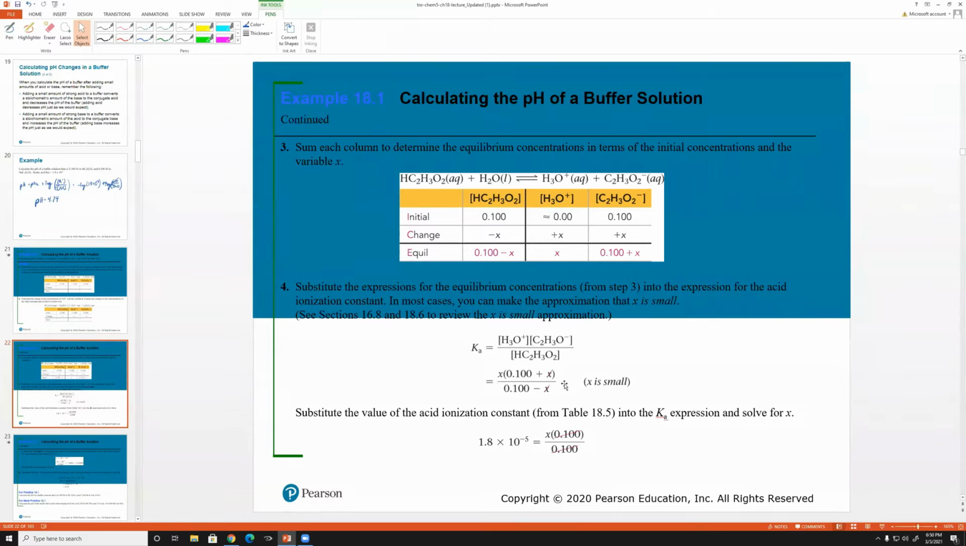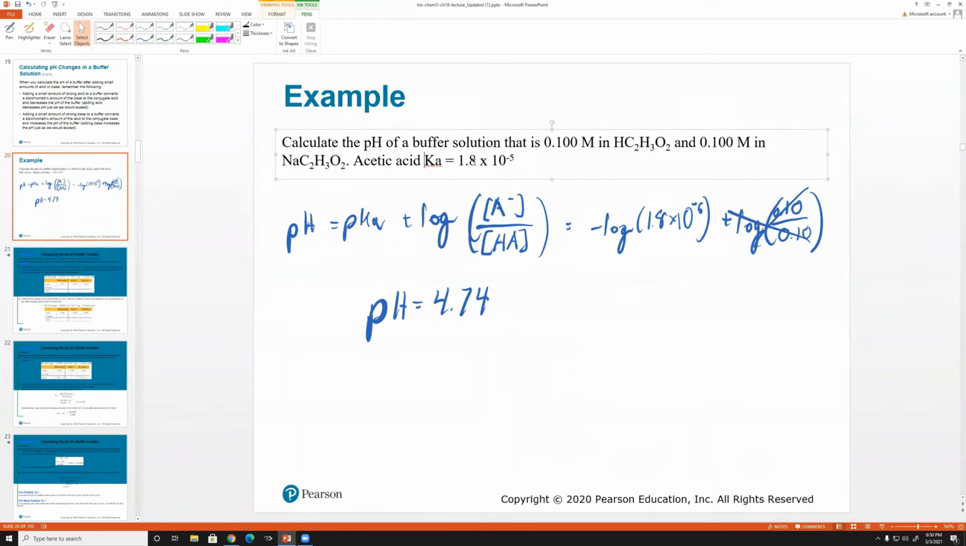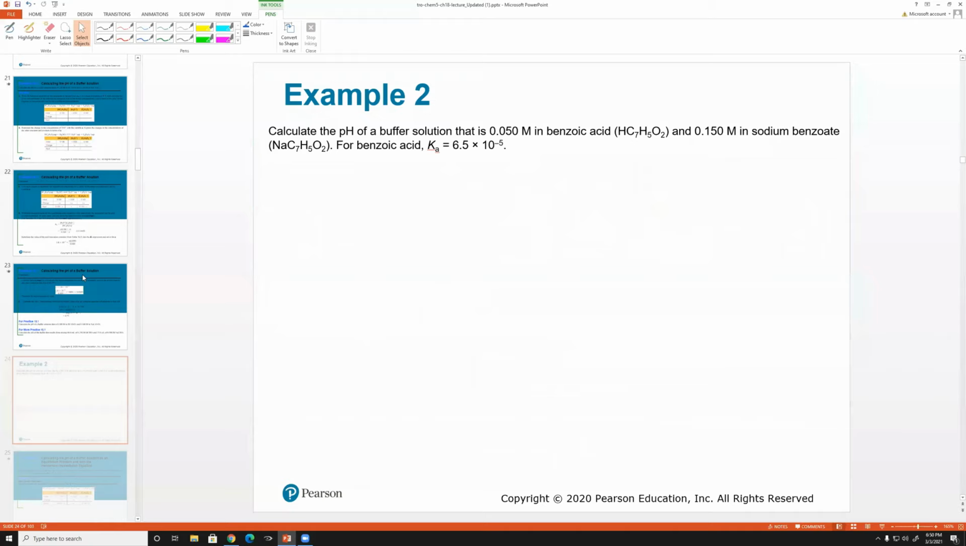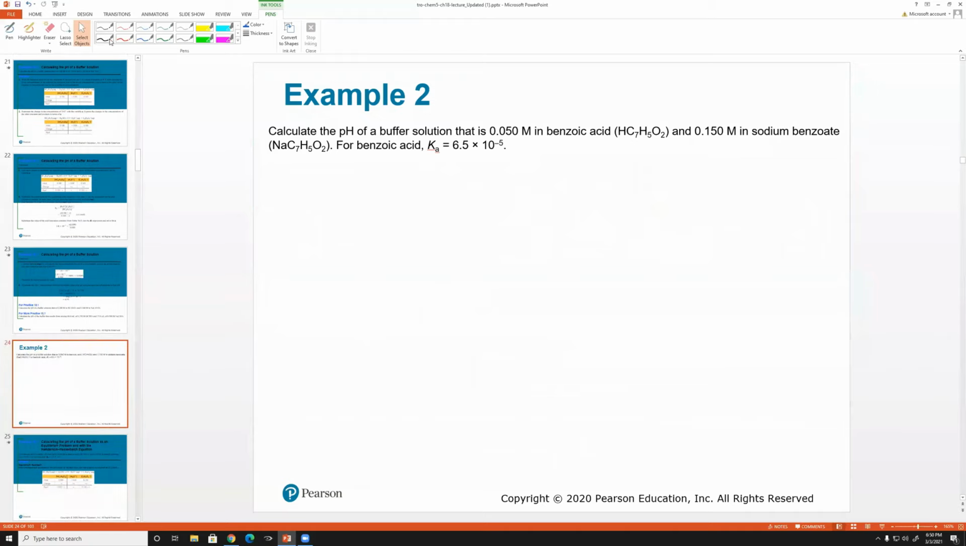And Sebastian, you're right. I added the Ka on the slides because I noticed before the lecture it wasn't there. But for the next example, it is there. That's one you could easily look up, and they'll give it to you. You're never going to have to know a Ka value. All right, we'll do one more.